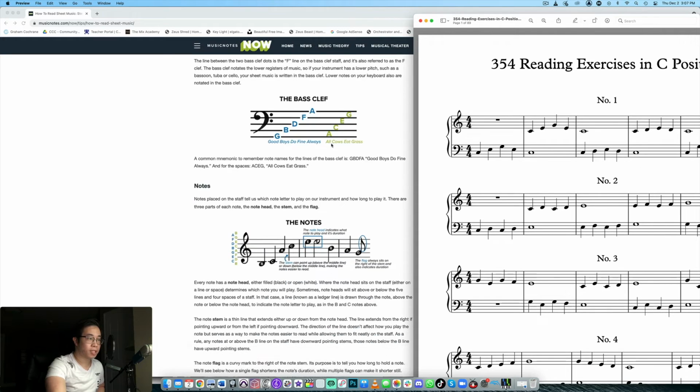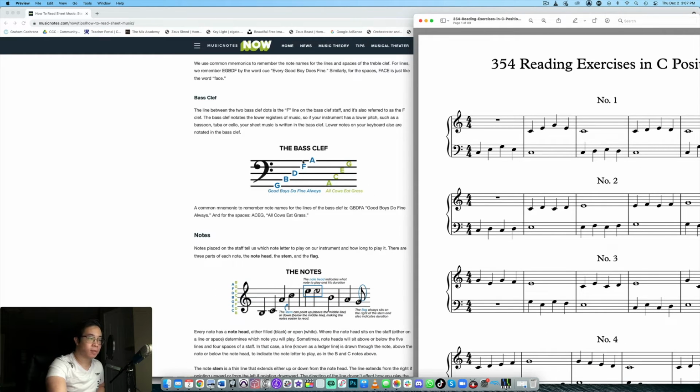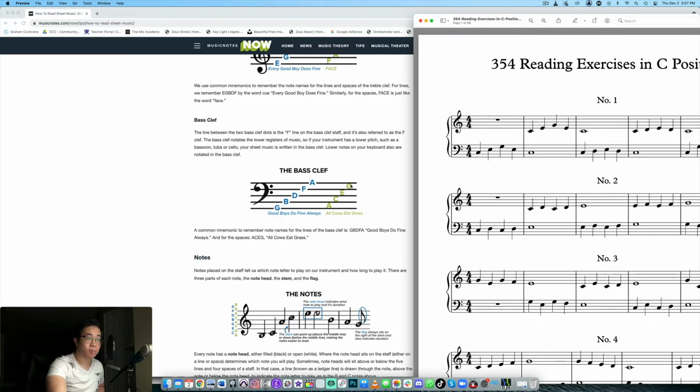But let's move on to the bass clef. The bass clef has the same idea: 5 lines and 4 spaces. Here we can think of the lines as good boys do fine always, or good boys deserve fudge always. And then the spaces in between would be all cows eat grass. So if you look at this first note, you see it's on a space because the round part of the note is literally sitting in the second space. And what note is it? Well, second space, so all cows, C. And that's it, as easy as that.